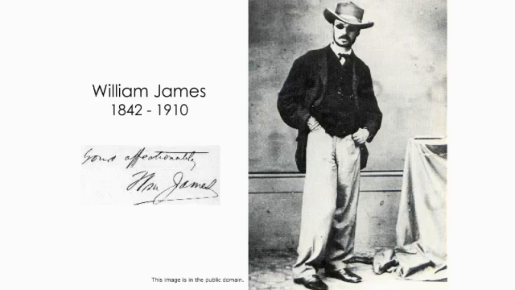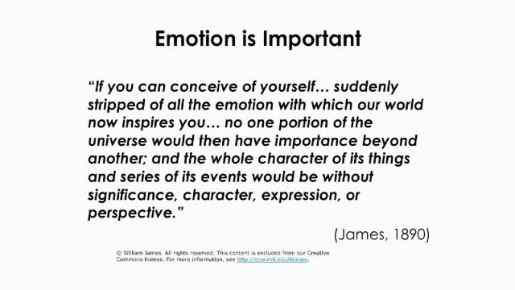So in psychology, a lot of ideas about formulating the field go back to William James, who worked at Harvard, who articulated in many ways, in language that's still relevant to this day, the basic things about being a human that one wants to understand out of a psychology. And as he wrote about emotion this way, if you can conceive of yourself suddenly stripped of all the emotion with which our world now inspires you, no one portion of the universe would have more important characteristics beyond another. And the whole character of its things and series and events would be without significance, character, expression, or perspective, right?